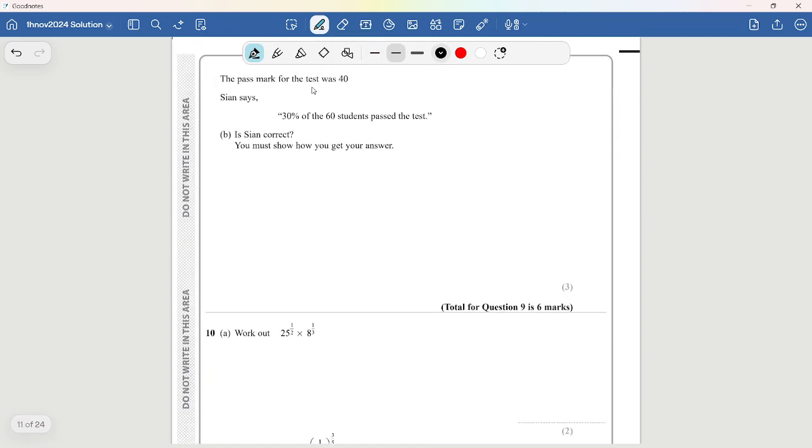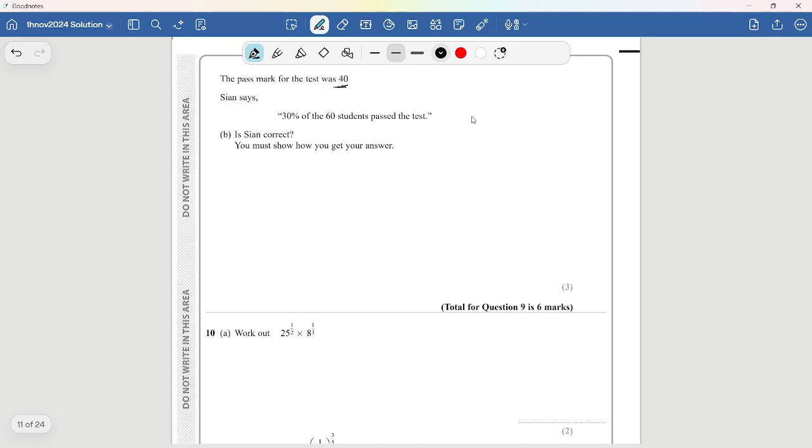The pass mark for the test was 40. Sian says 30% of the 60 students passed the test. Is he correct? You must show how you get your answer. So the passing mark has a limit, like if anyone scores 40 or above, they will pass the test. Sian assumes that 30% of the 60 students passed the test. So we have to figure out if he is right.